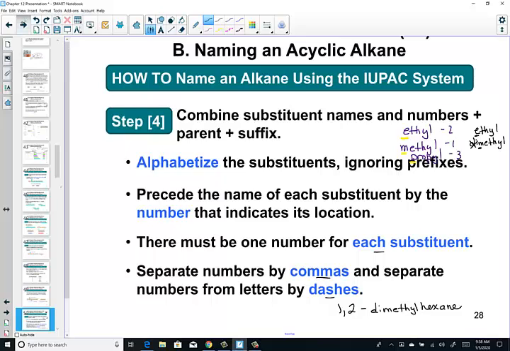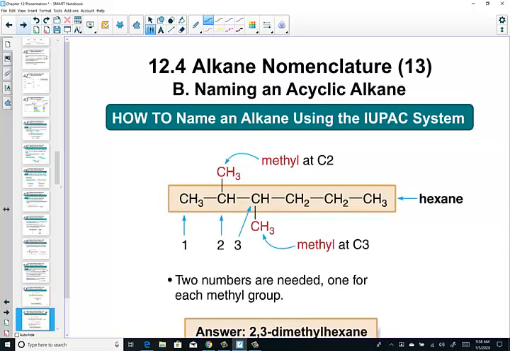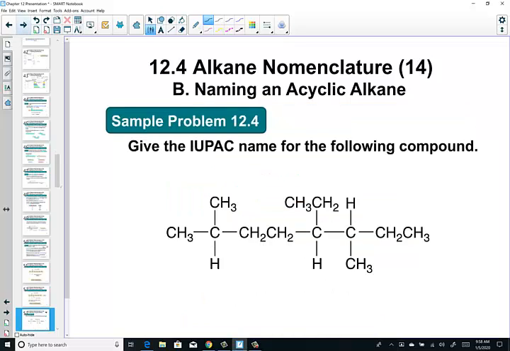Are you ready to try some? If you're ready to try some, pause the video and do the Let's Practice on page 9. Practice naming those compounds and come back when you're ready to check your answers. Here's problem 12.4. Let's practice. Give the IUPAC name for the following compound. Try just this one. Pause the video a moment, give it a name, and let's come back to check.